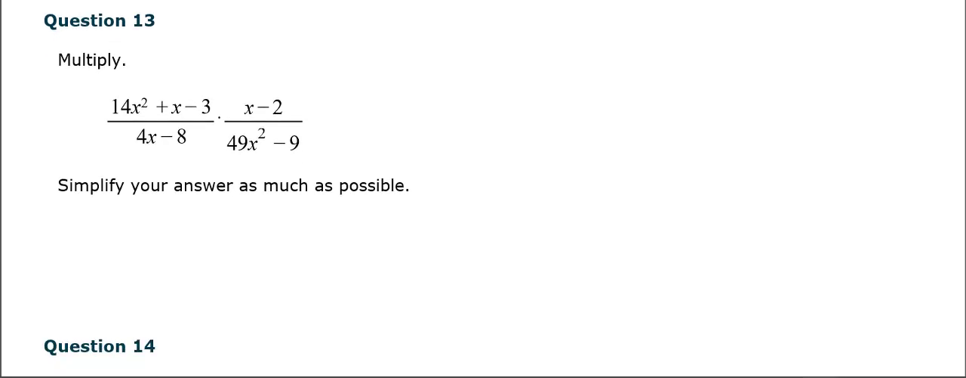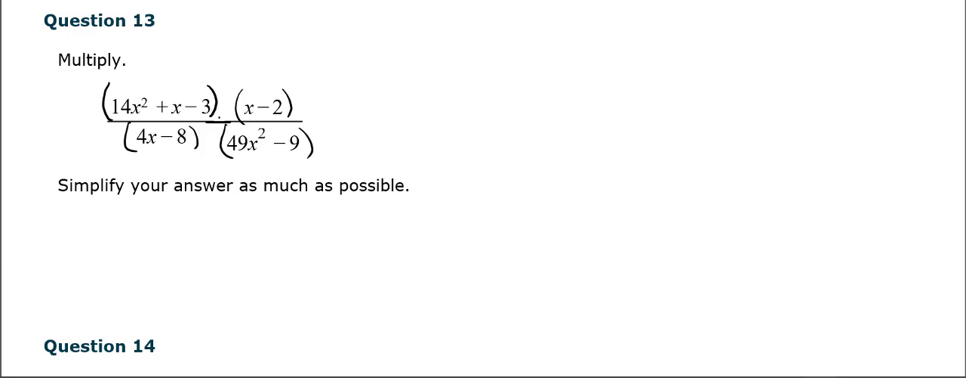One more multiplication problem. So again, I'm going to put everything in parentheses and factor whenever possible. So in the numerator, I have (14x squared plus x minus 3) times (x minus 2). So again, I think of this as one large fraction. And in my denominator, I have (4x minus 8) times (49x squared minus 9).